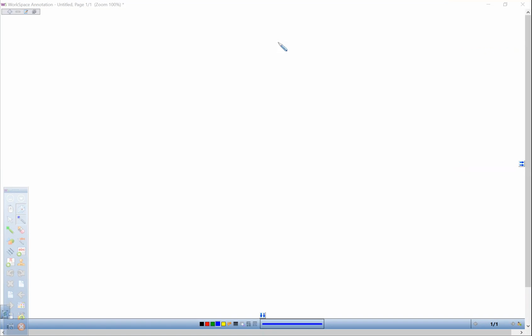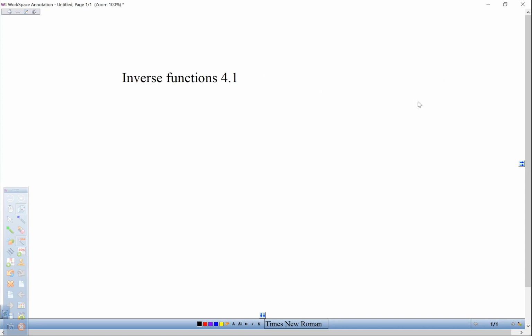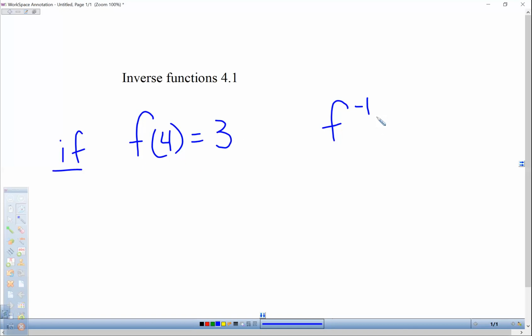Okay, so we're looking at inverse functions to start with. And this is section 4.1. So the first inverse functions we're going to be looking at is when you're given the information in function form. So for instance, you might have f of 4 is equal to 3, and an inverse function is written as f to the negative 1. So they're going to ask you, if f of 4 equals 3, then what is f inverse of 3?